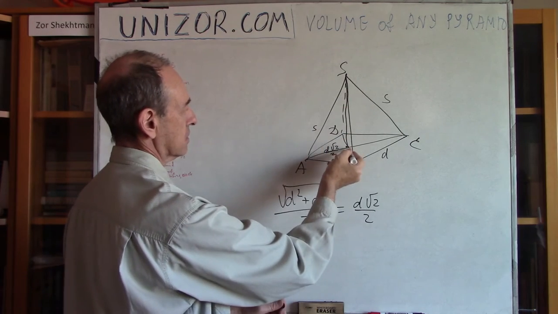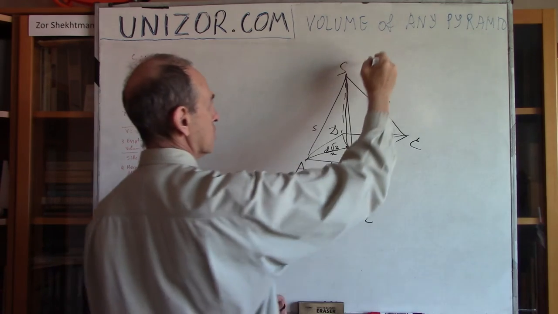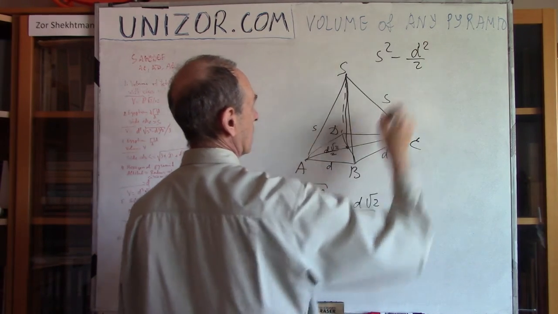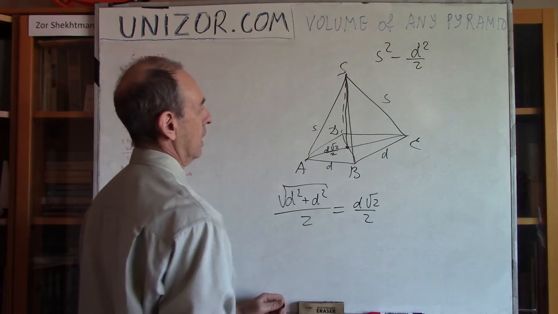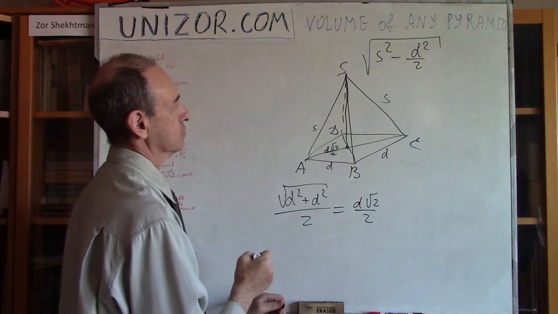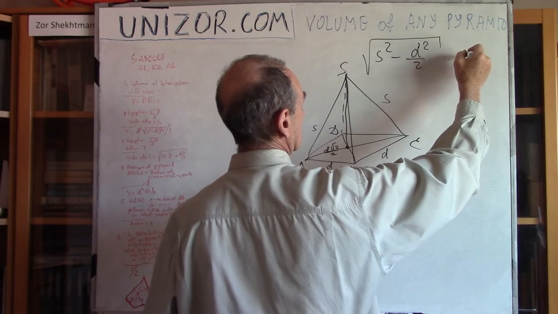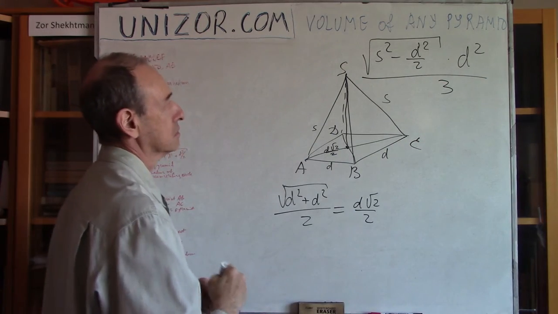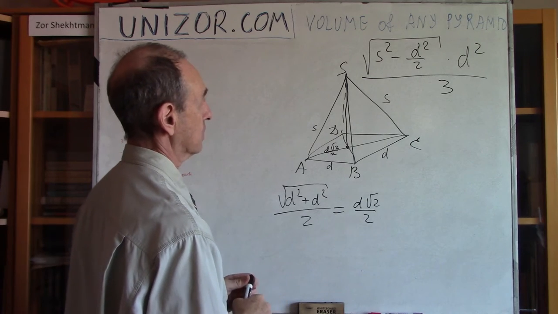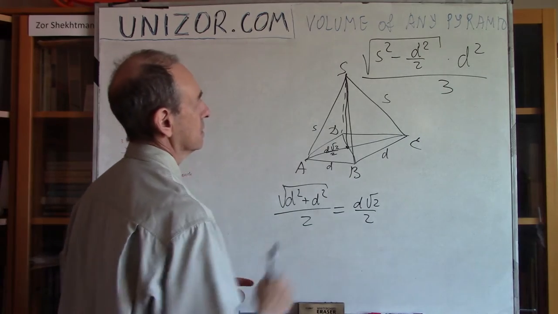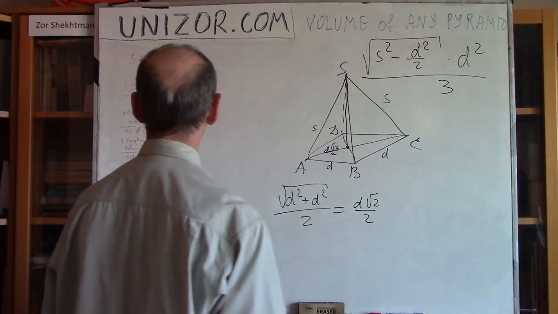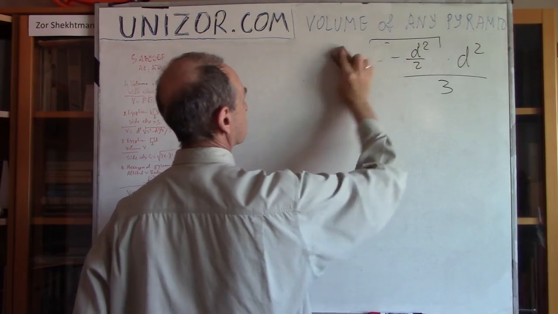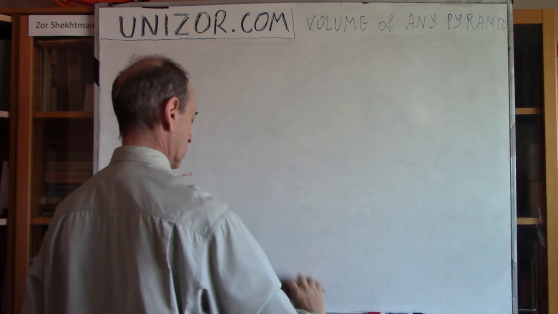Now what we have to do is to find the altitude using the Pythagorean theorem, which is s square minus, this is d square over 2, right? Square root of 2 squared is 2, this is 4, and the square root of this. So this is my altitude, times d square, which is the area of the base, and divided by 3. I don't think we can simplify it even further, because this is S and this is D, so we can't really do anything about it. So this is basically the final formula. That's it. All we needed is just to find out what's the altitude. That's the most difficult part of it, which is actually not difficult at all.